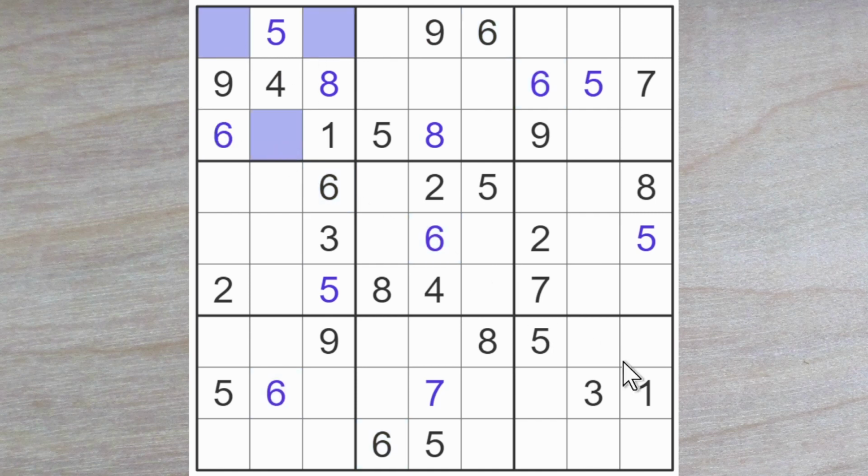2, 7, and a 3 now here. No, not yet. 2, 4, 8, 9 here. There's a 9 and an 8 here, so this is a 2, 4.